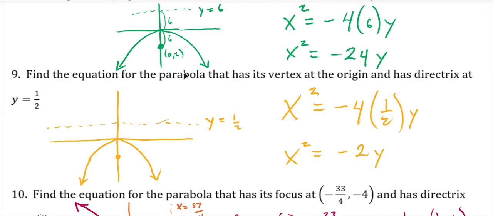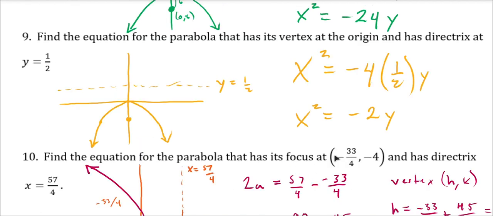For the next one, they've given us that the vertex is at the origin and the directrix is at y equals 1/2. Again, this is going to put the vertex below the directrix, and so the parabola is going to keep going in that direction and open downward, with a focus which is just as far below the vertex as the directrix is above the vertex. So that's going to be 1/2 for a as well. And we're going to have x squared equals -4 times a times y. Put that all together and we get x squared is equal to -2y for our standard form.